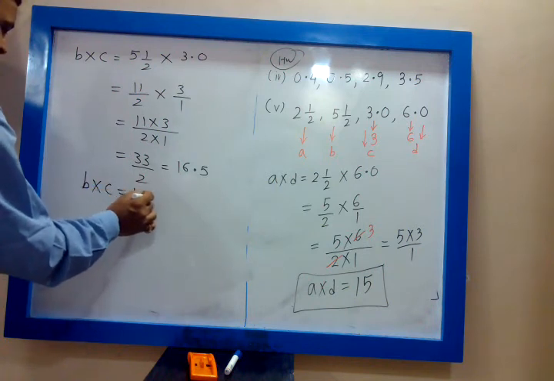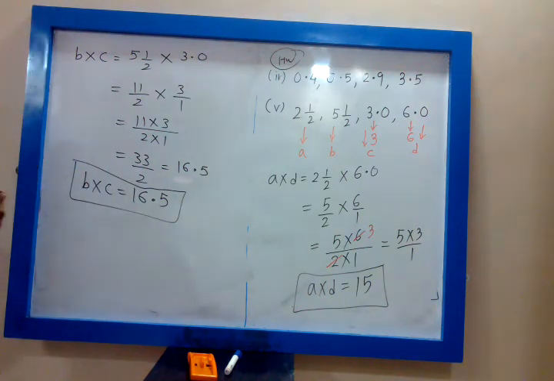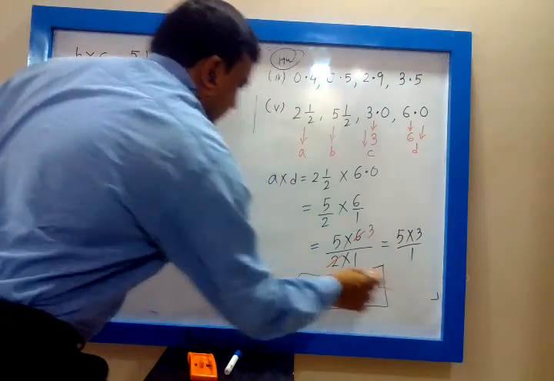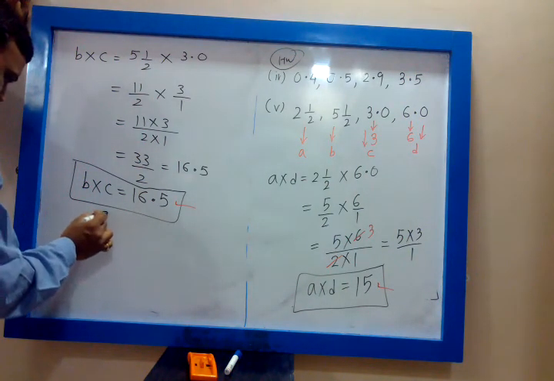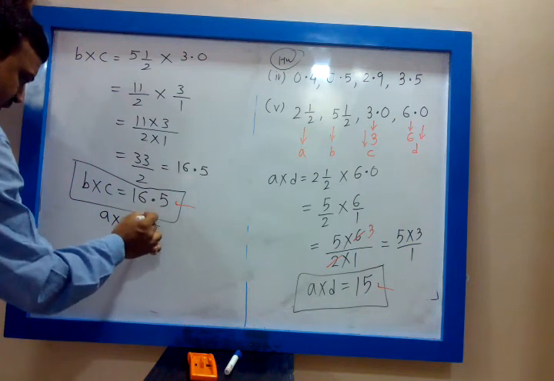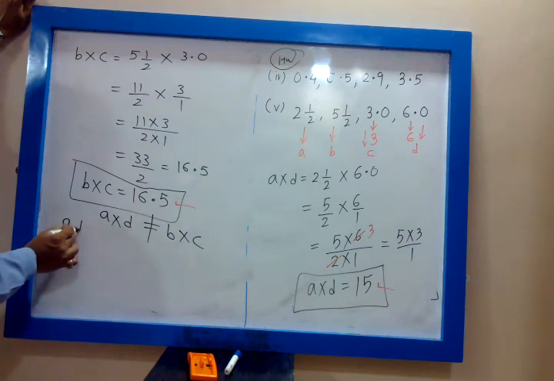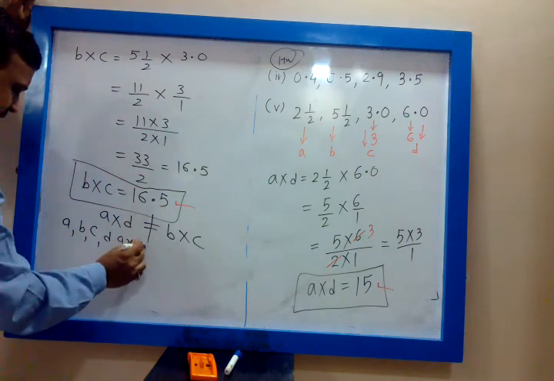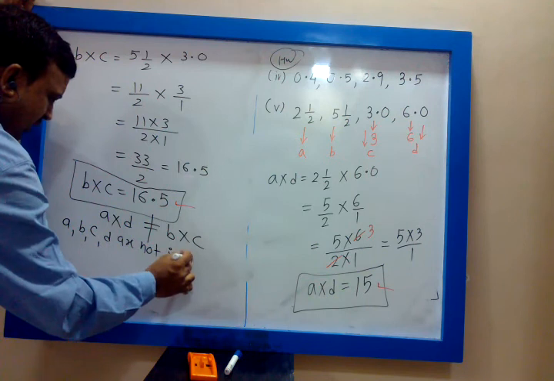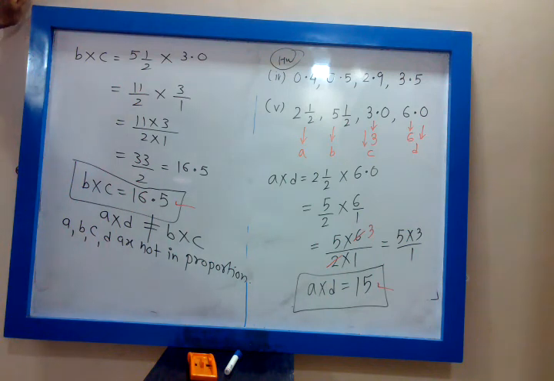We have seen the division of decimals, 16.5. B into C. Now whether they are equal, A into D is 15 and this is 16.5. So we write A into D is not equal to B into C. Therefore A, B, C, D are not in proportion.